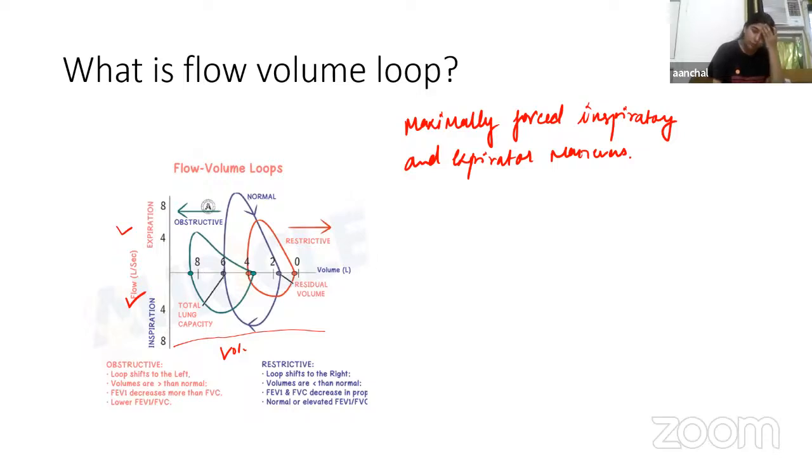Now, what is the technique for the flow volume loop? A doctor may use a flow volume loop test when diagnosing diseases like COPD. This test measures how much air flows when someone breathes, given their lung volume. A flow volume loop test requires people to breathe through a mouthpiece into a machine that measures airflow, right?